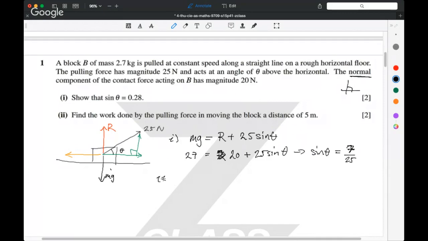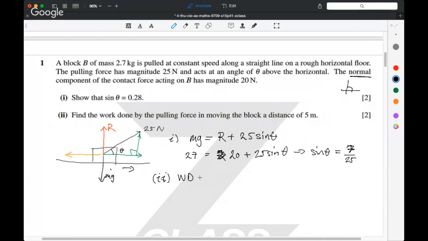So the second part is asking you to find the work done by the pulling force in moving the block a distance of 5 meters. Work done is force exerted over a certain distance in the direction of that distance. So if the thing is moving in this direction, we're only looking at the force which is in that direction. So we don't care about the up and down force for this problem. Work done is an energy, right? So it's the energy you're putting into the system to move it along 5 meters.